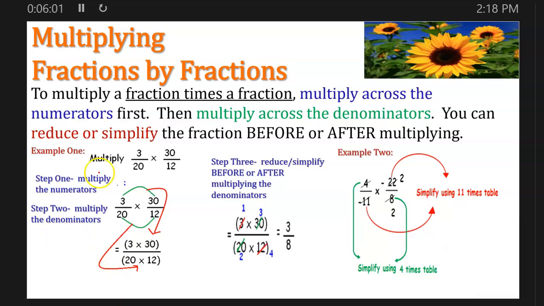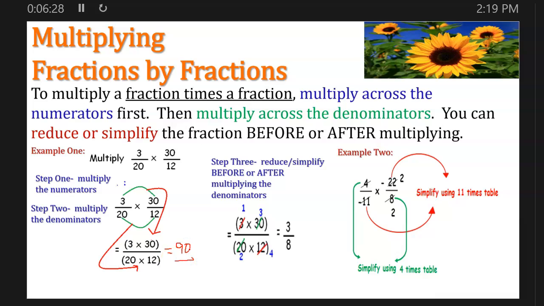So I'm going to give you an example of this one here, 3/20 times 30/12. So here we just multiply the numerators, 3 times 30, and then the denominators, 20 times 12. Now this will give us a very large answer. Okay, let's go ahead and multiply those out. So 30 times 3 is going to give us a 90.